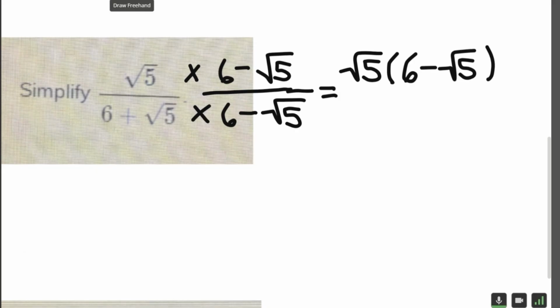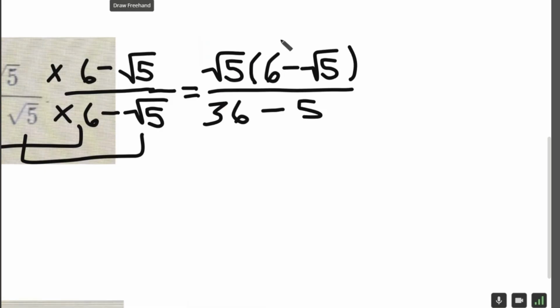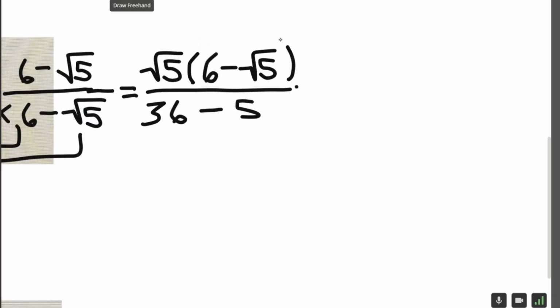The bottom, we know we're just concerned with first and last terms, right? For our FOIL, because outside inside is going to cancel. 6 times 6, 36. Square root of 5 times negative square root of 5 is a minus 5. We get what on the bottom? 31.